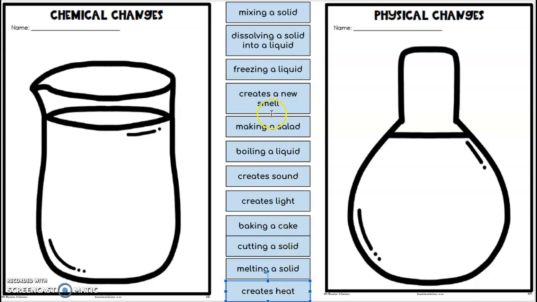So again, you're going to take each box and decide if it's either a chemical change or a physical change, and drag that box to whichever side it belongs. When you're done, you can turn the assignment in.